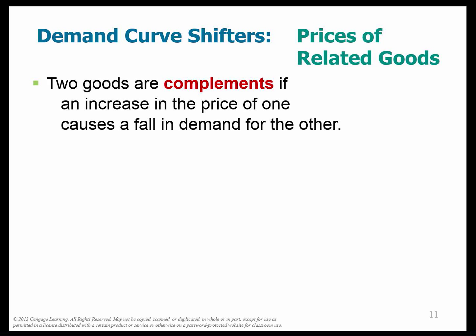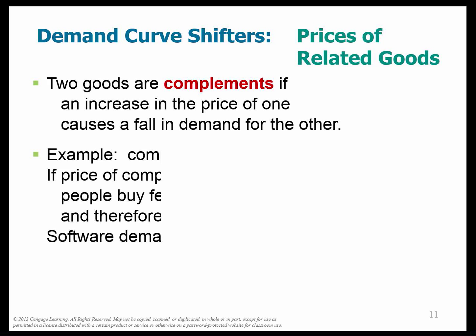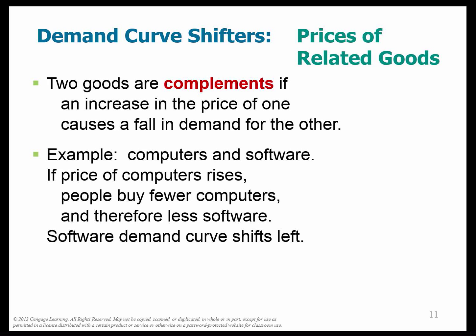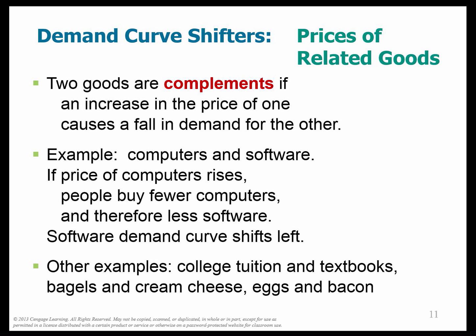But complements means that you consume both of these goods together. So computers and software, or iPhones and apps. If a computer gets more expensive, you buy fewer computers, and therefore you buy less software. So this actually makes the demand curve shift in the opposite direction. So you really have to think about whether the good is a complement or a substitute. All right, here are some other examples.